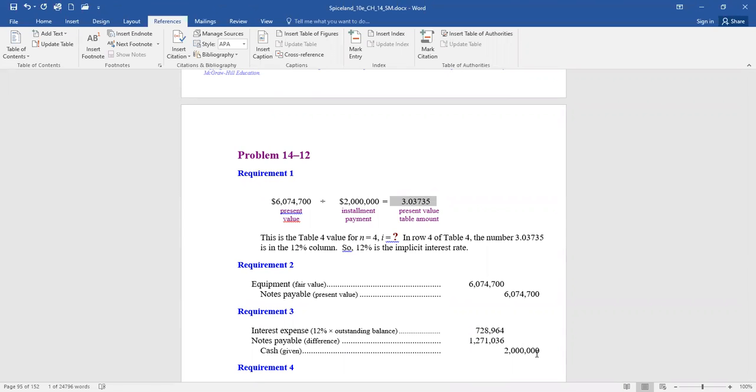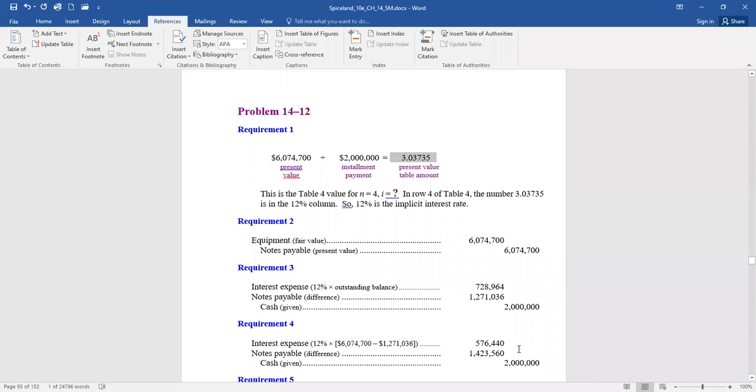You take the current balance of the note, $6,074,700, times that implicit interest rate that you calculate. So the interest portion of that $2 million is $728,964. The difference is how much you reduce the principal of the note, the principal of $6,074,700 by debiting it, and then credit cash. Now this is going to impact next year's payment, the second year payment, because take a look at what happens.